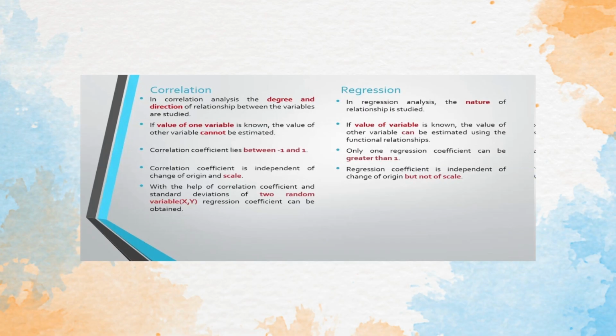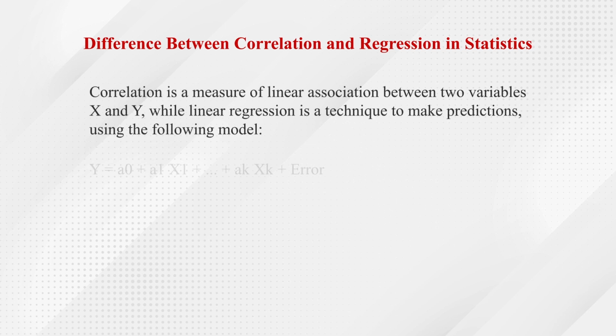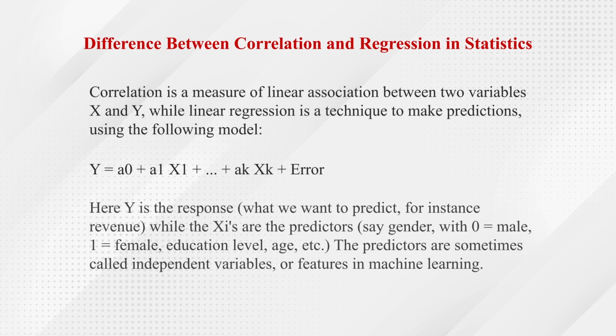So what we have seen is that in regression analysis, the correlation coefficient and the standard deviations of the two random variables x and y help us obtain the regression coefficient. So this is something which is there. The difference between correlation and regression in statistics could be explained with the help of y = a0 + a1x1 + ... + akxk, where x and y are the variables, while linear regression is a technique to make predictions using the following model, and the error is something which we are going to take care of in the coming slides.